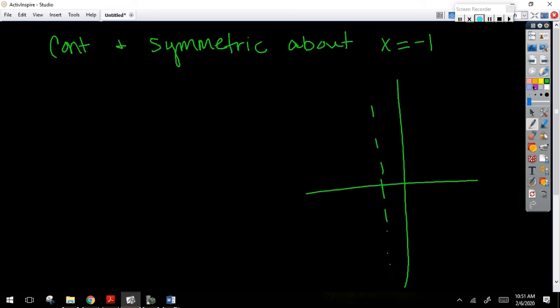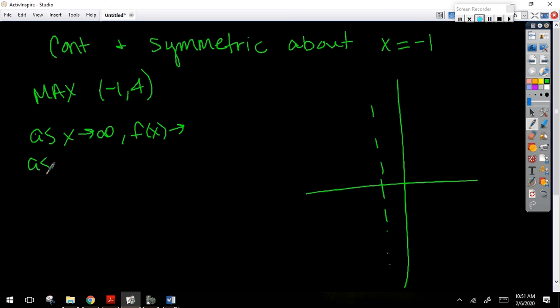The function has a maximum at (-1, 4). And the end behavior. What's the minimum? No minimum. I'm not going to define a minimum. Both ends are negative, because it's going to be going down.